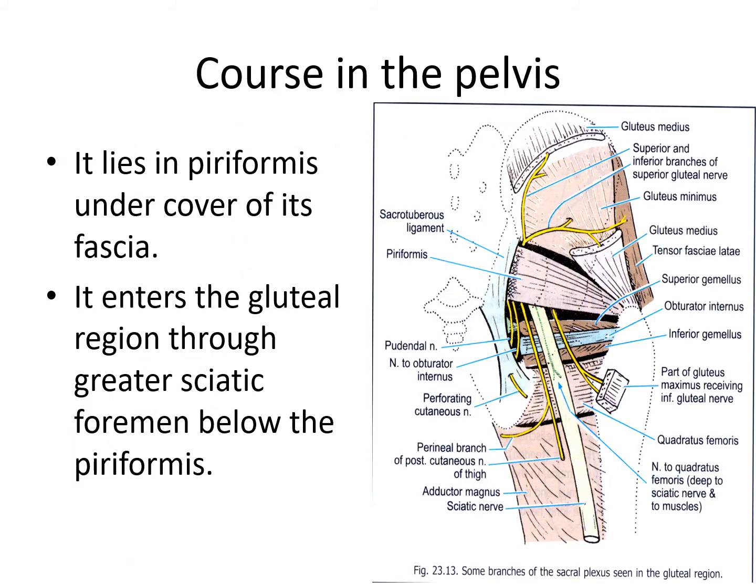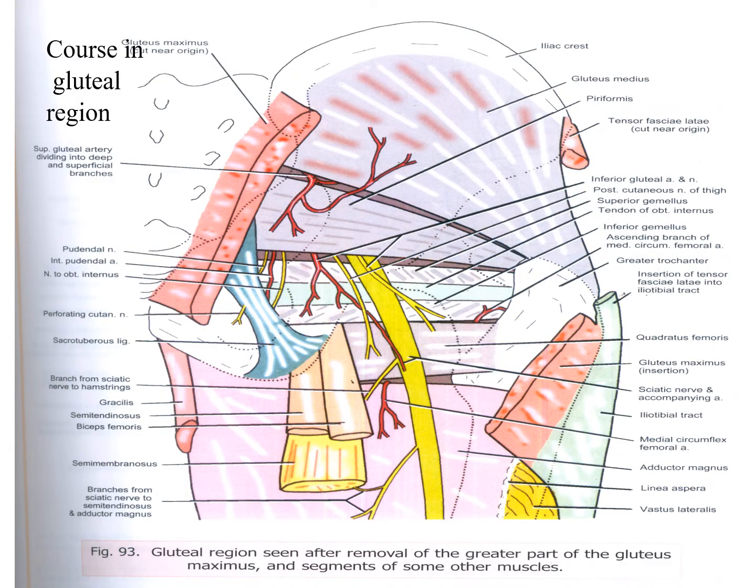The course in the pelvic region: it lies in front of the piriformis under the cover of its fascia. You see this is the key muscle of the gluteal region. Below the lower border of the piriformis, it enters the gluteal region. This is the sciatic nerve. So it enters the gluteal region through the greater sciatic foramen below the piriformis. You see this diagram: course in the gluteal region, entering below the piriformis.